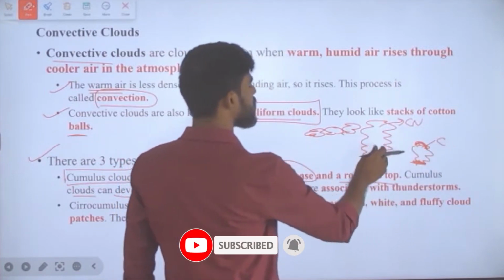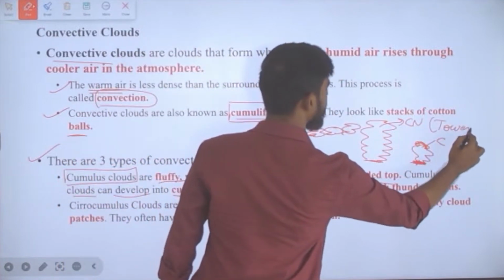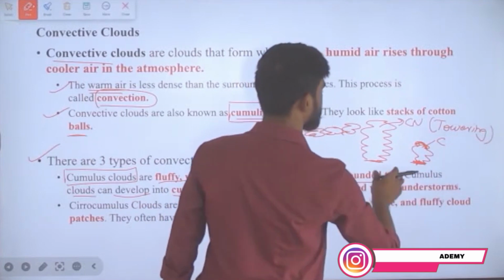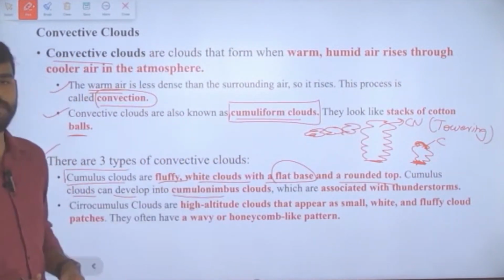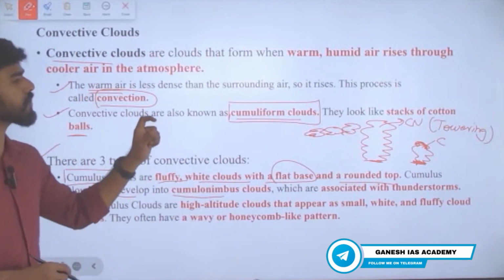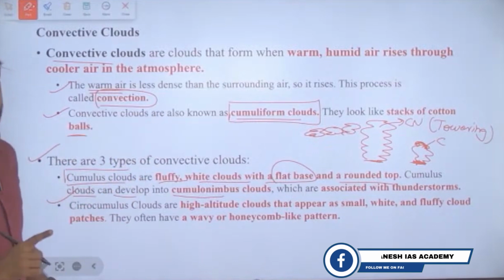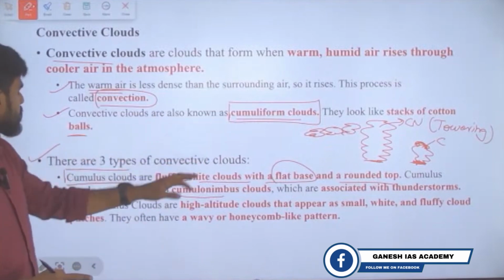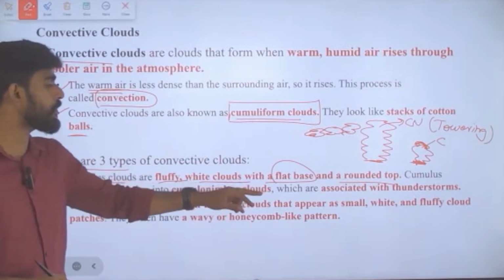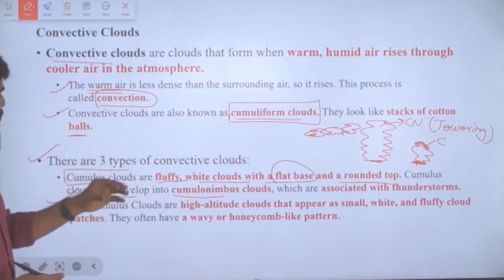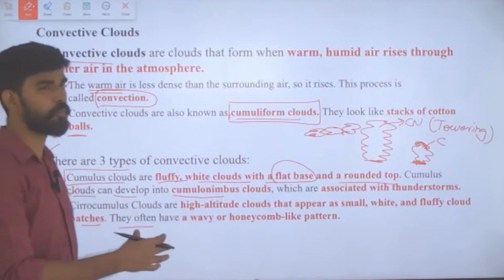Okay. So this is called as a towering cloud. Towering. It goes like a tower. Okay. So cumulonimbus clouds are associated with thunderstorms. So cumulonimbus clouds are responsible for thunderstorms here. And there is also another type of cumuliform cloud that is called as cirrocumulus cloud, which is high altitude clouds that appear as small white and fluffy cloud patches, and they often have a wave or honeycomb like pattern.